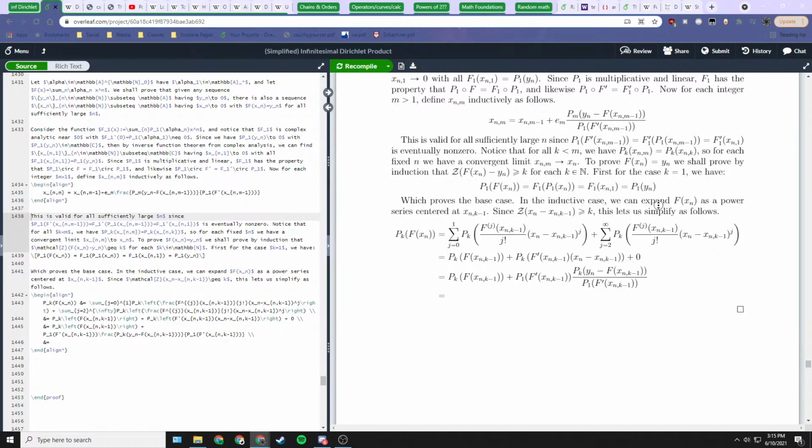So we have that. In order to prove the inductive case, we've got k equals 1, so we have z of f xn minus yn is greater than or equal to k. So we have this for k equals 1. Actually, you can say circularly greater than instead of greater than or equal to. Okay, so then that's the k equals 1 case.